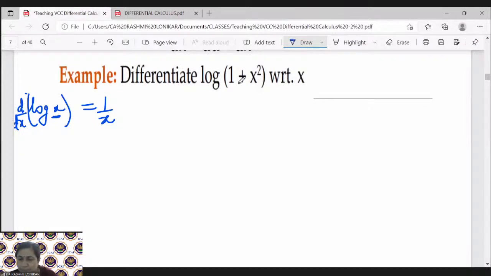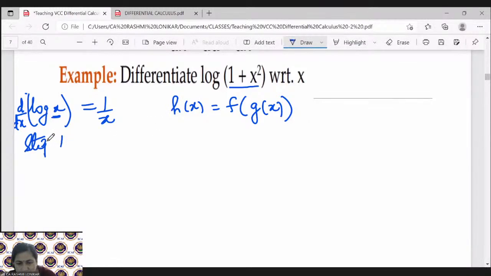But here what is happening is it is 1 plus x square. That means log of a function of x. This is in the format h(x) is equal to f of g(x). So what should be the first step? Step 1 is substitute.